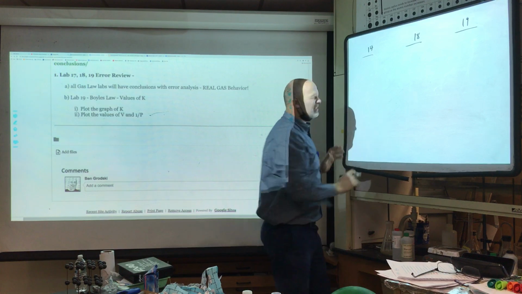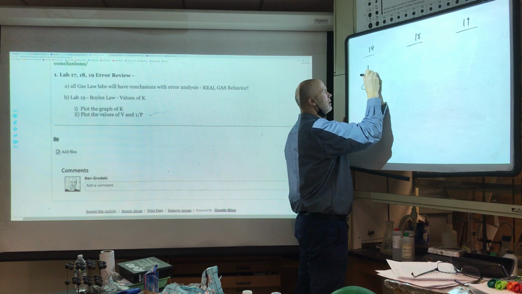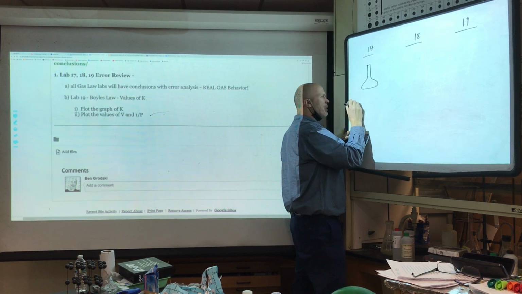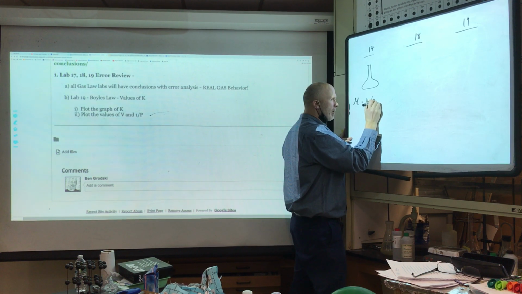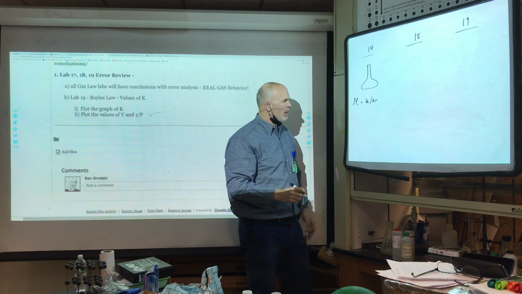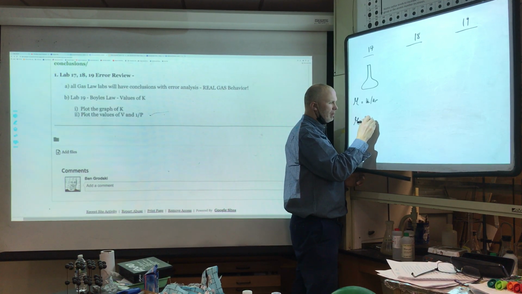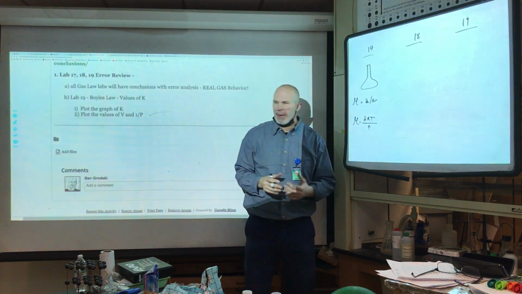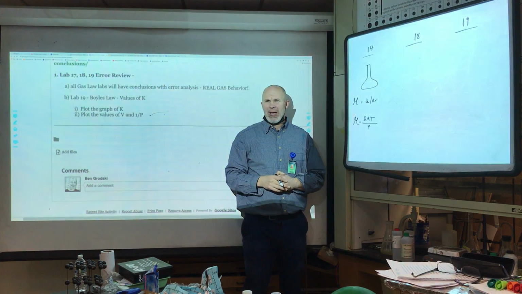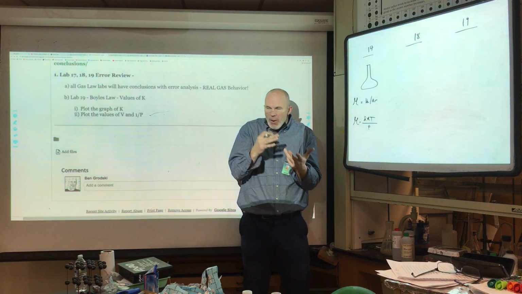Okay, in 17, we took an empty Erlenmeyer flask and we were able to come up with the molecular mass, fancy M, for helium and argon. And we used the following formula. Molecular mass is equal to dRT over P. All right, and the key for this lab was that we had to have an evacuated flask. So we couldn't work inside a vacuum, we'd choke.